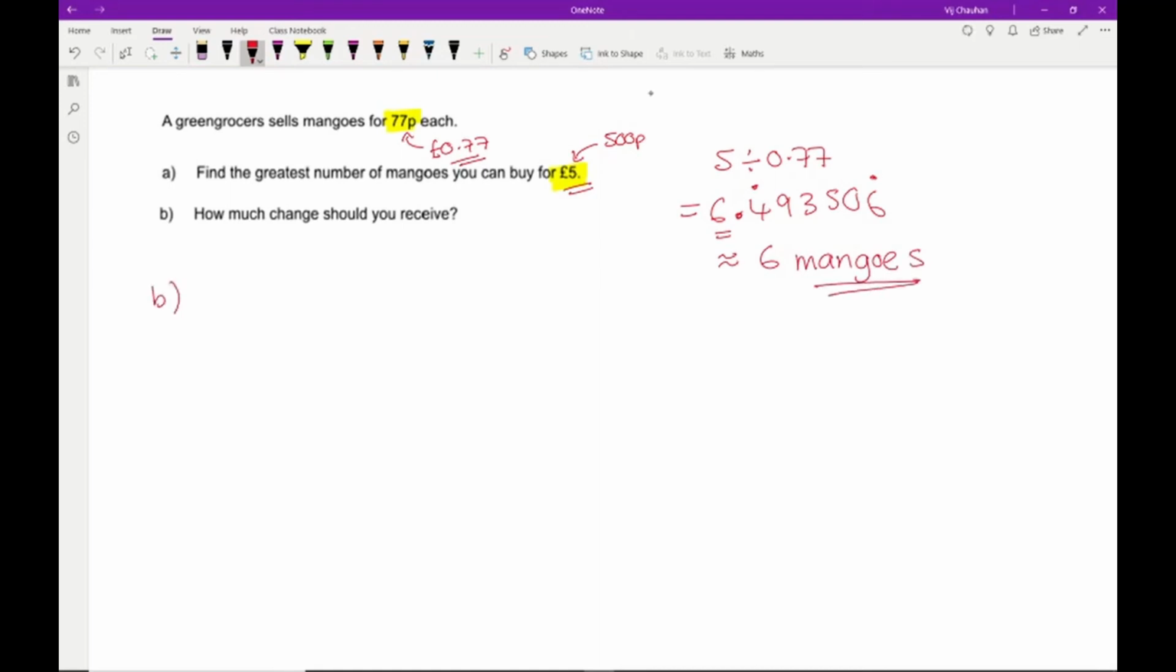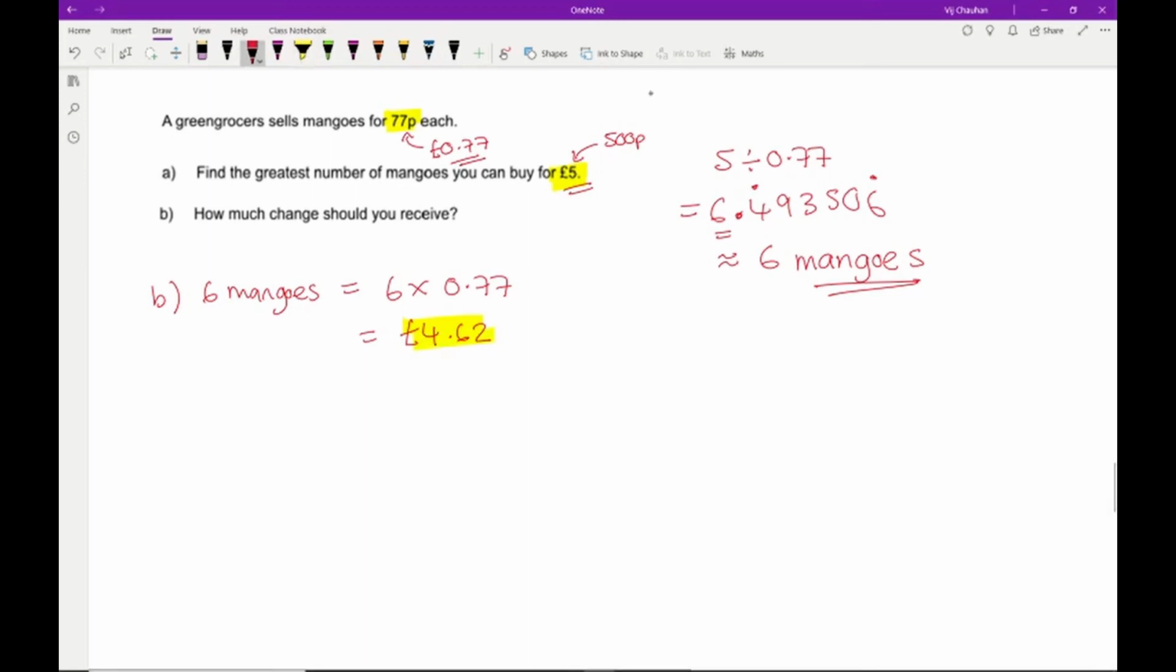Now for B, how much change should we get? Well, first of all, let's work out how much 6 mangoes cost. So 6 mangoes equals 6 times 0.77, so again working with pounds, 6 times 0.77 equals £4.62. If you were working in pence, that's fine, but make sure your units tell whoever's marking it that you're working in pence. However, the amounts should still be the same. So again, 6 mangoes should still cost £4.62.